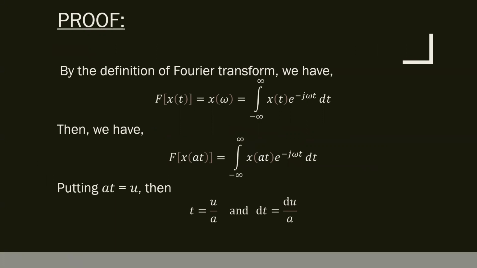By the initial definition of Fourier transform, the converted signal function X of omega equals F of x of t, equals the integral from minus infinity to infinity of x of t into e to the power of minus j omega t dt. Now, replace t with alpha t, as that is the function we need. It becomes F of x of alpha t equals the integral from minus infinity to infinity of x of alpha t into e to the power of minus j omega t dt. Now take alpha t equals u, then dt equals du by alpha.